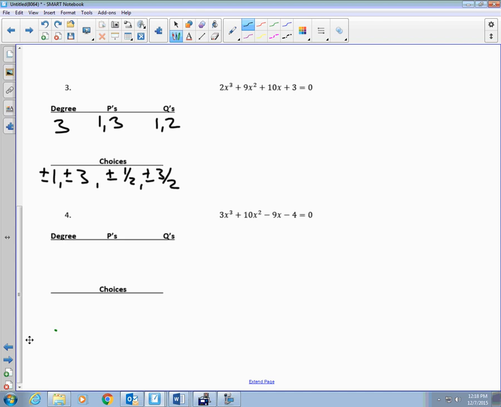On the test, you're going to have to list the degree, the p's, the q's, and your choices. If you don't get all the choices listed correctly, you're not going to get credit. But this is the point where we make a choice, okay?